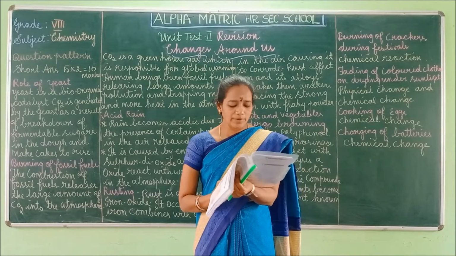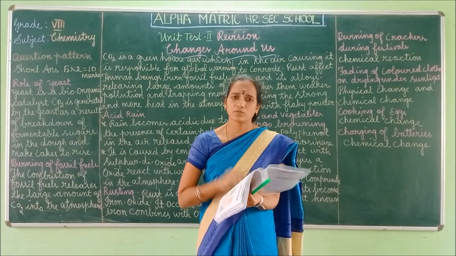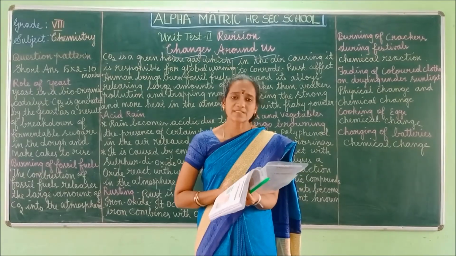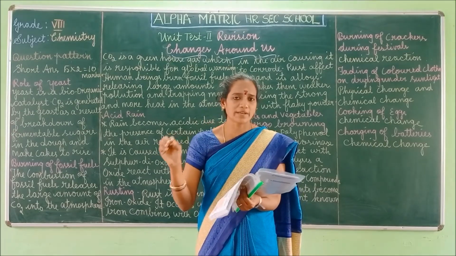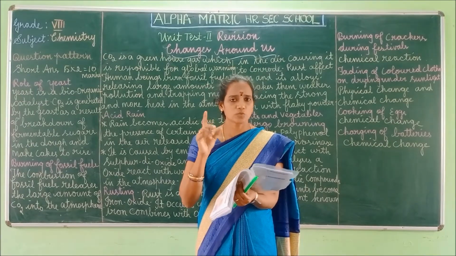Next, answer in detail. Explain the environmental effects of chemical reactions. Here you have to mention pollution, rusting as well as tarnishing. The pollution part is very important. You have to explain about this. You can use your own words also, but it should be meaningful.